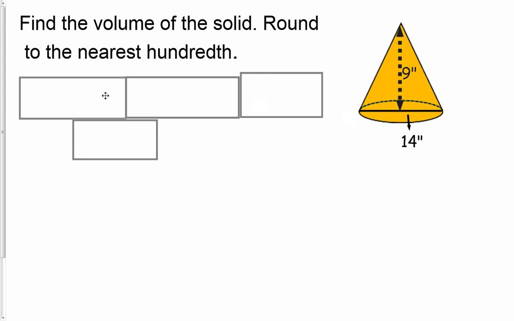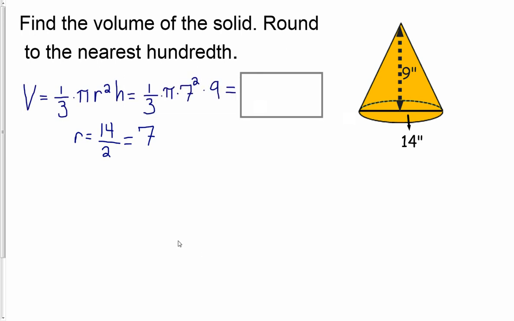Moving on, 1/3 pi r squared height. This is not radius, so we're going to have to do a little bit of math. 14 divided by 2 gives us 7 is our radius. So 1/3 pi 7 squared times 9 gives us 416.81 inches cubed.